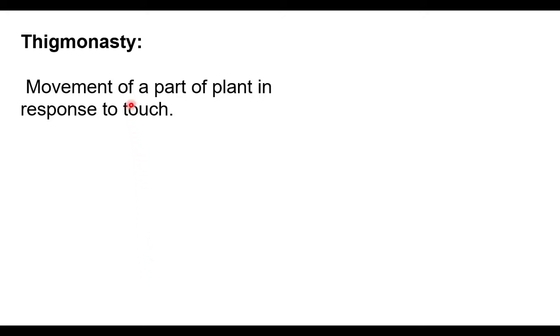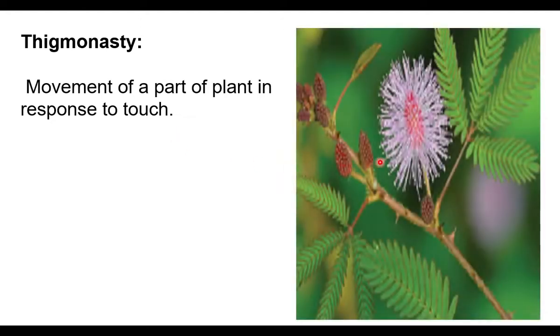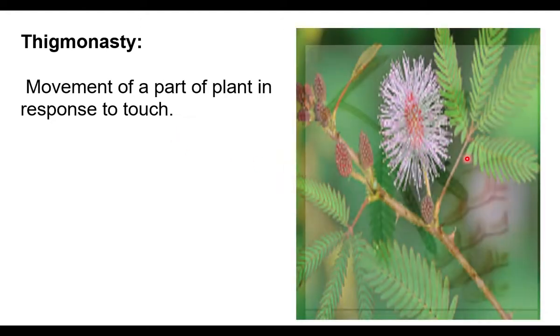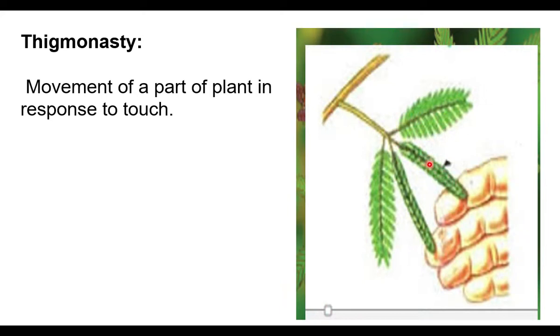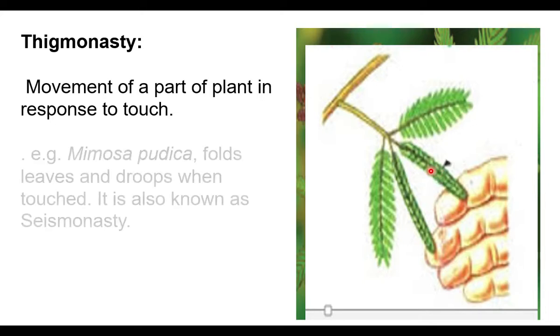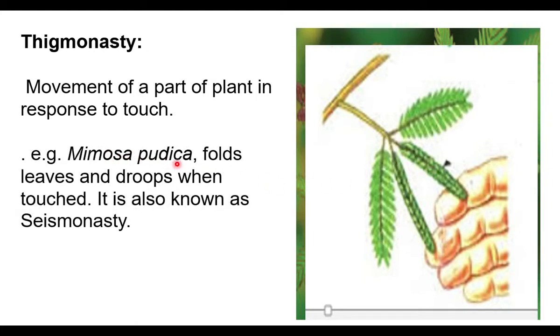Thigmonasty: movement of a part of a plant in response to touch. If we touch the leaves of the touch-me-not plant, the leaves show folding movement. The movement is not towards the direction of the stimulus. Mimosa pudica, called the touch-me-not plant, in Tamil Thottal Sinungi, folds its leaves and droops when touched. It is also known as seismonasty. Thigmonasty is called seismonasty.